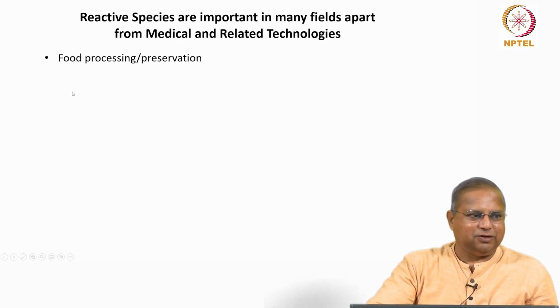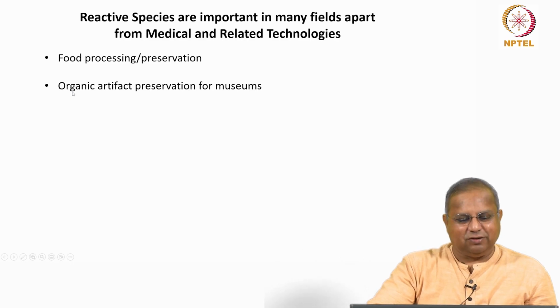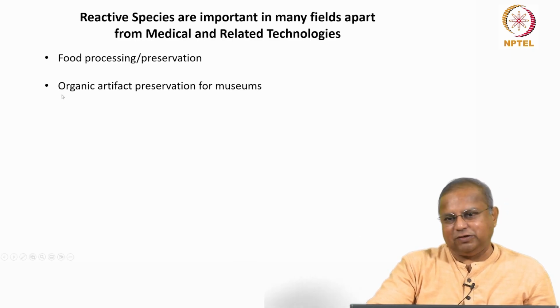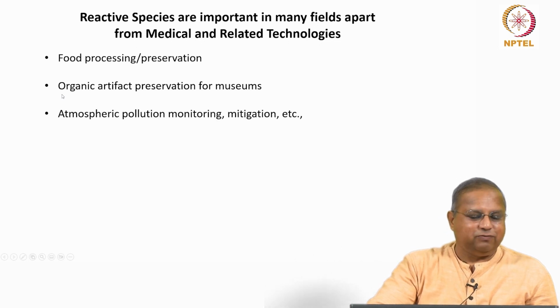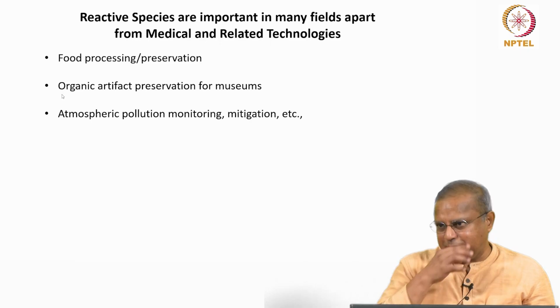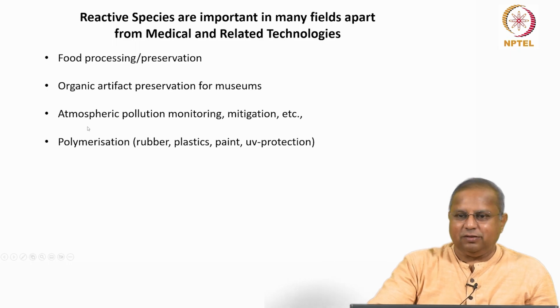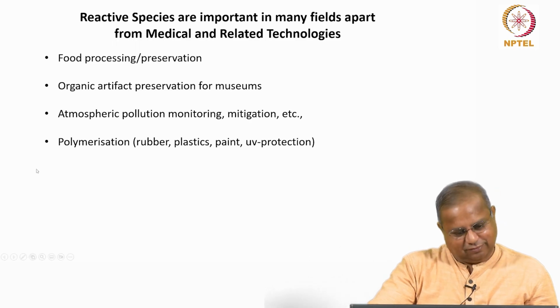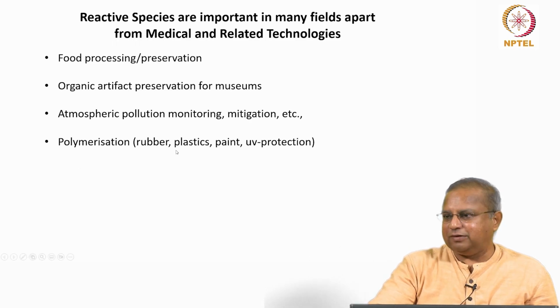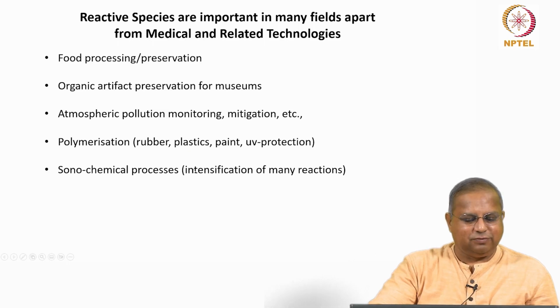Food processing and preservation, heavily used, rather you need a knowledge of that to do that well. Organic artifact preservation for museums, reactive species interfere with the preservation aspect, so you need to know. Atmospheric pollution monitoring and mitigation, you might have done this in your chemistry courses. Reactive species play a very important role in atmospheric pollution. You must have all studied free radical polymerization in your chemistry courses. Polymerization part, rubber, plastics, paint, UV protection products and so on and so forth.